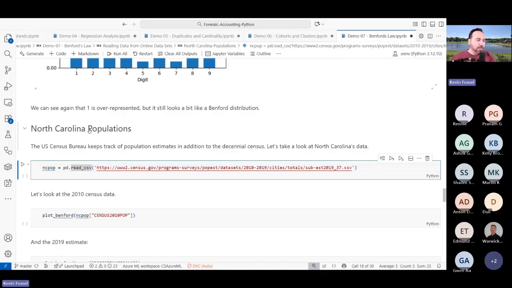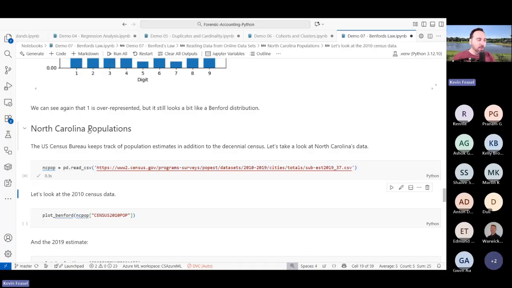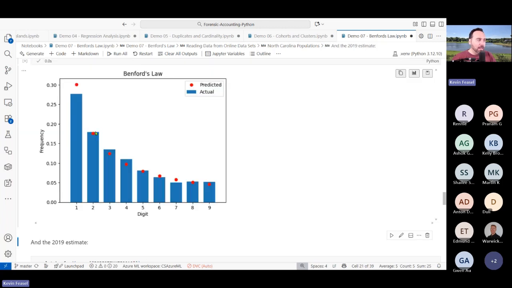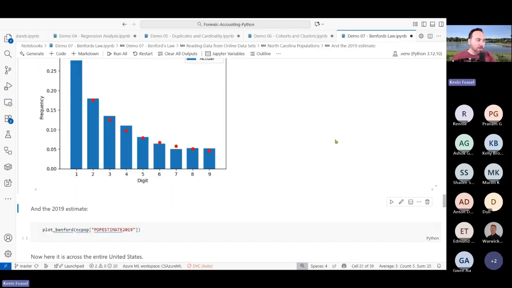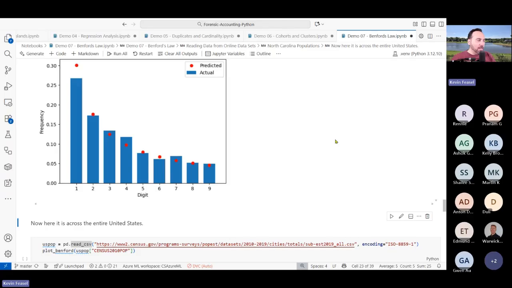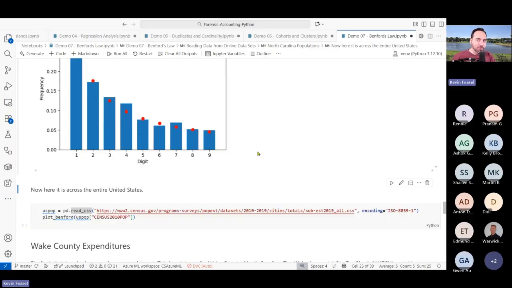If we look at populations, this is typically where you're going to find a better fit. So this is North Carolina's population by, I think it's by county. And we have almost a dead-on fit for Benford's law. We look at the 2019 population estimate. This is a little bit low for the ones, but it's pretty close.